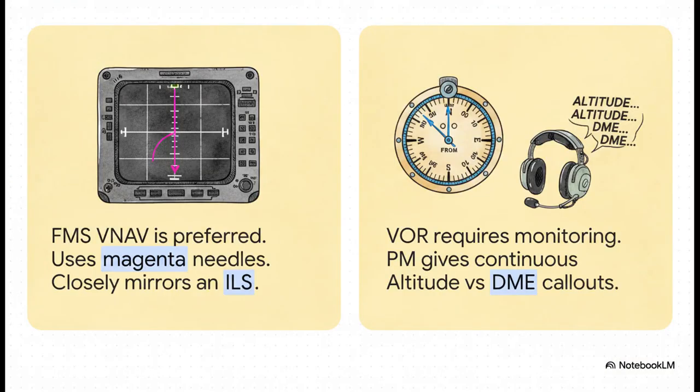Finally, non-precision approaches. Let's see what happens when we don't have an ILS. The training manual is pretty clear here. FMS VNAV, using your magenta needles, is the preferred mode because it mimics an ILS approach so well. But if you find yourself having to use a VOR and vertical speed approach with the blue needles, get ready for some intense monitoring. Your pilot monitoring has to give continuous altitude versus DME callouts. You absolutely cannot drop below that safety profile.